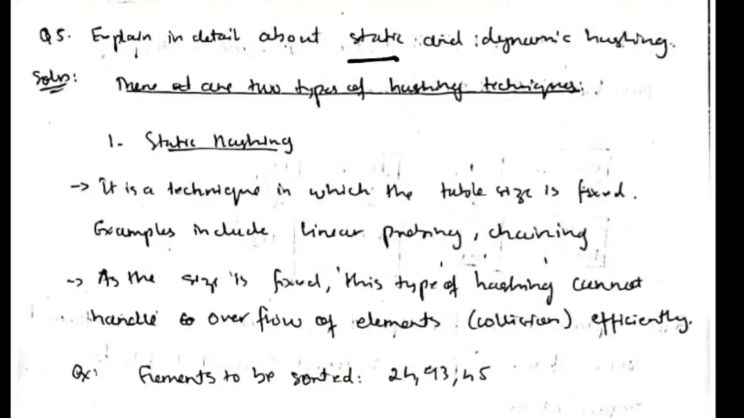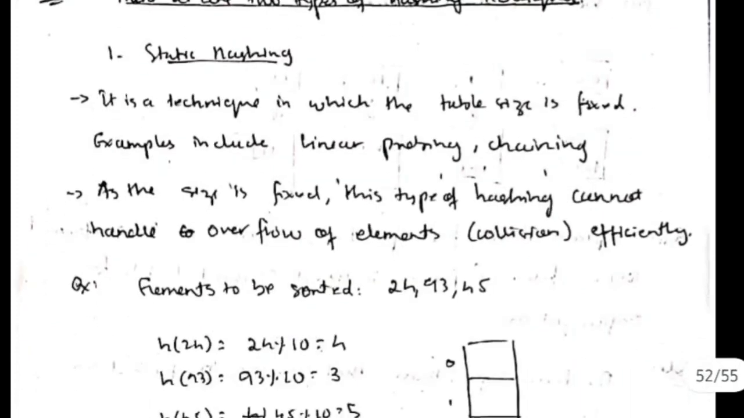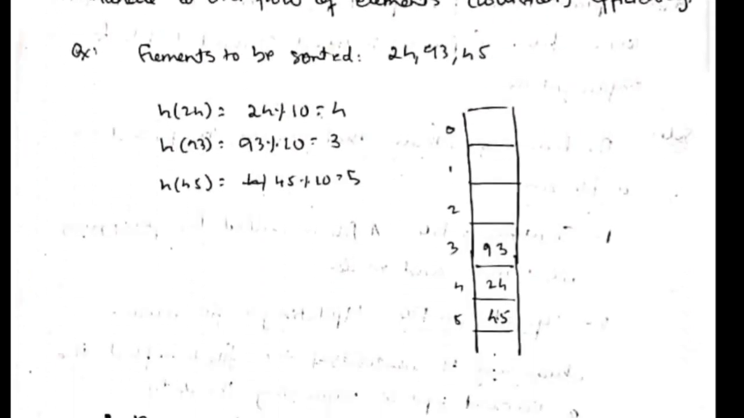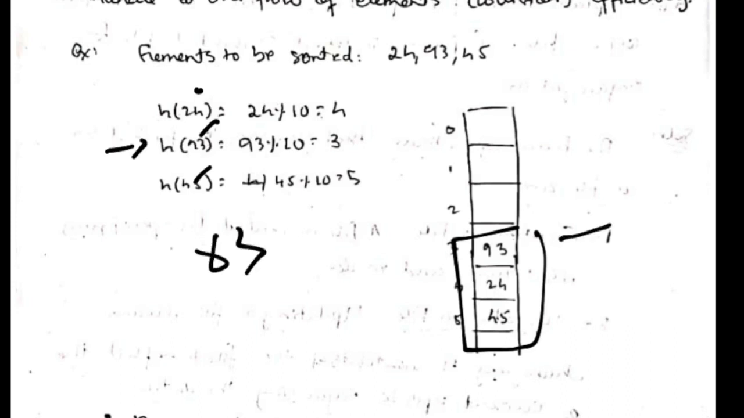Explain in detail about static and dynamic hashing. In static hashing we will have the table size fixed, and the disadvantage is that it's not efficient to resolve the overflow or the collision of the elements. For example, see here these elements 24, 93 and 45 are stored here. If you have to store the next element, 83, that will also be stored here, but to get to that we have to travel each of these elements and then we will find the empty location.